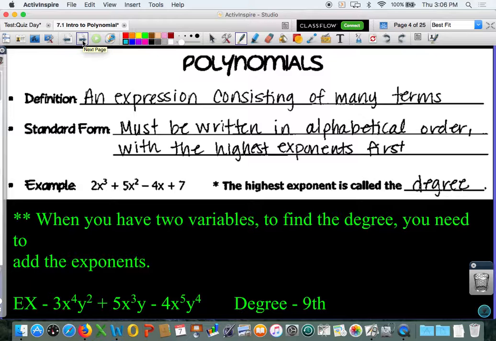What's a polynomial? It's an expression consisting of many terms. For the standard form, we've got to write it in alphabetical order with the highest exponents coming first. What do I mean by that? Well, alphabetical order: A, B, C, X, Y, Z.